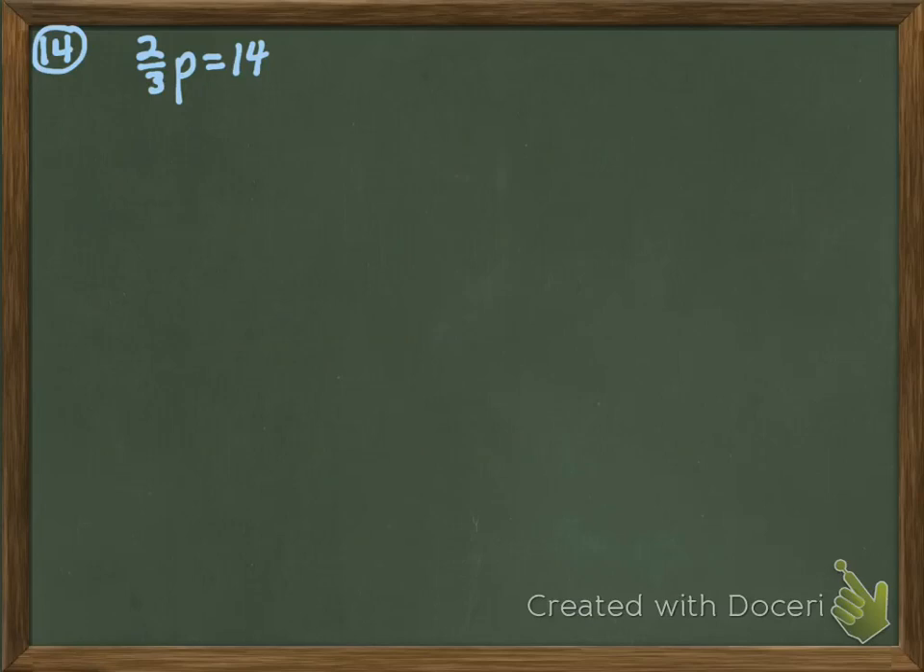Let's pick this number. No, that's too close to the same. All right, so I'm going to multiply 2/3 by what, Austin?